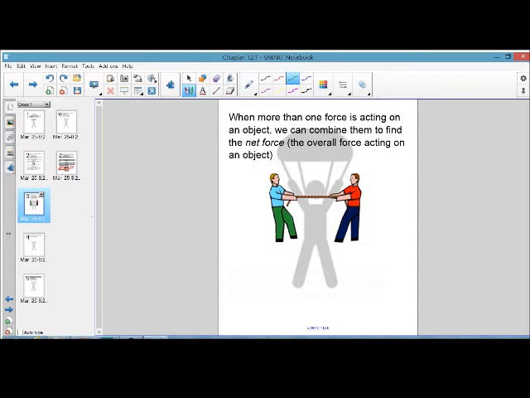When we have more than one force acting on an object, we have to combine them together to find the net force, or the overall force acting on an object. So in this picture, we have blue shirt guy and red shirt guy, and they're playing tug of war. Red shirt guy is pulling on blue shirt guy in this direction, and blue shirt guy is pulling on red shirt guy in this direction. Let's say that red shirt guy is pulling with a force of 5 newtons. And blue shirt guy is also pulling with a force of 5 newtons.